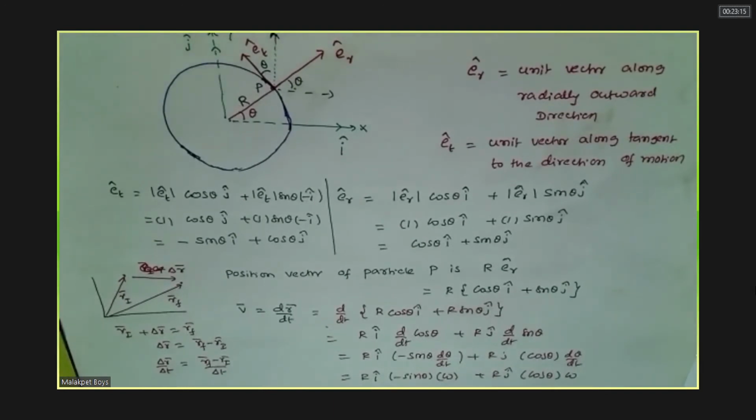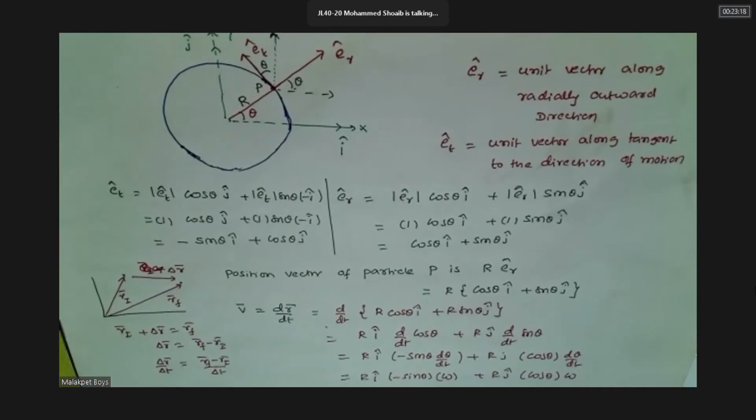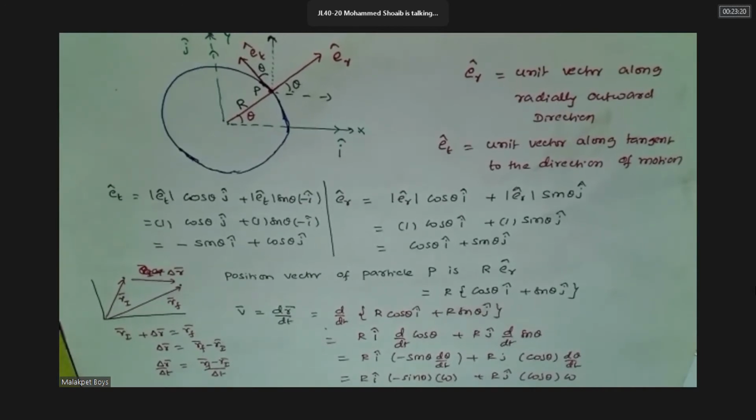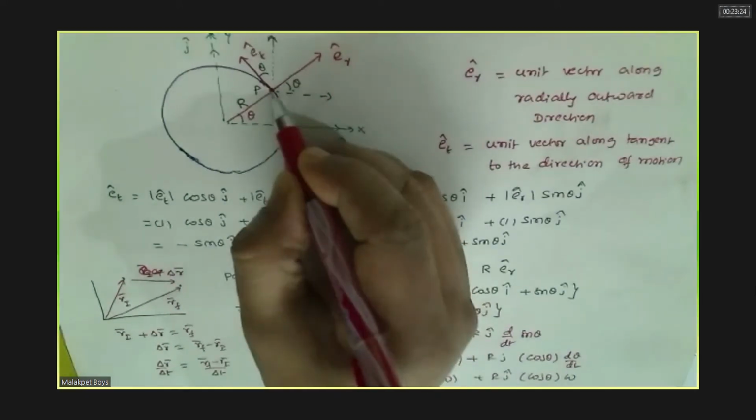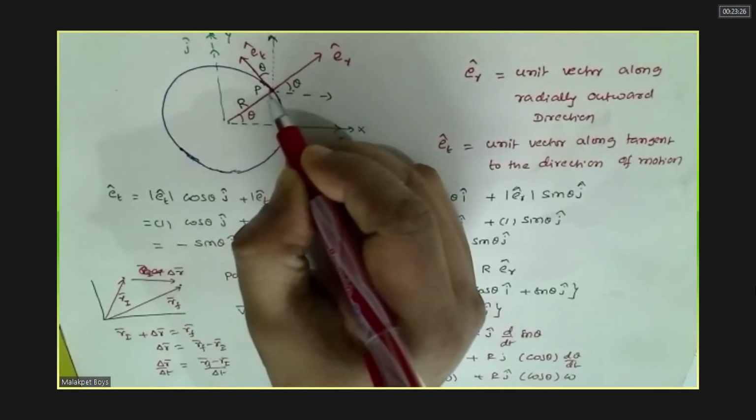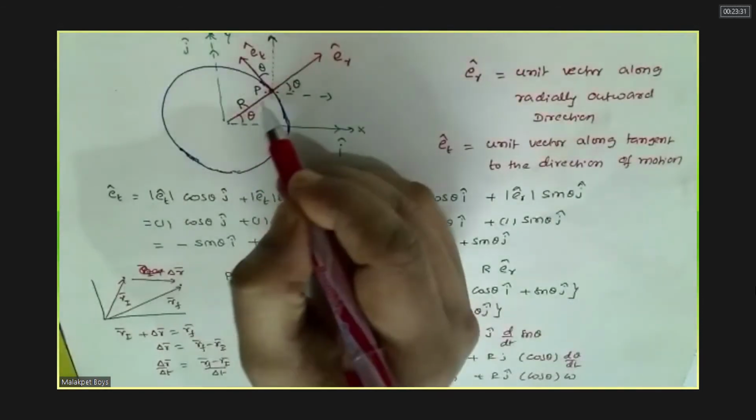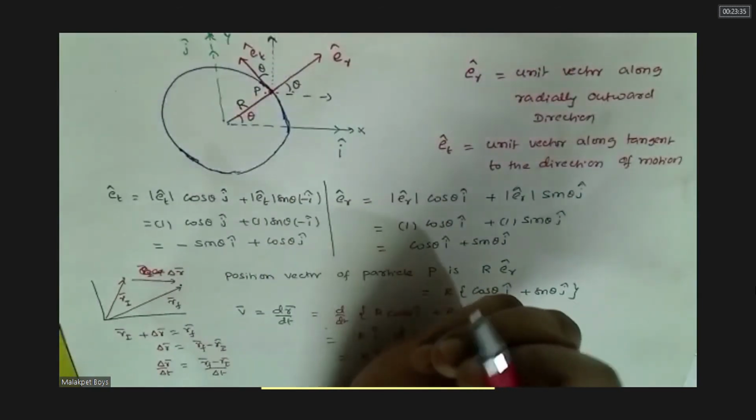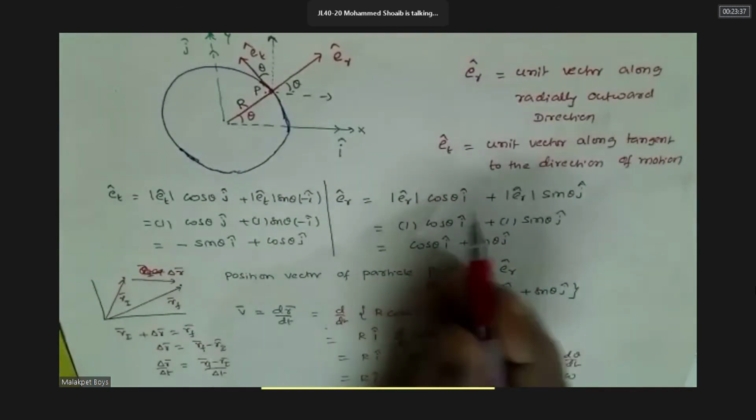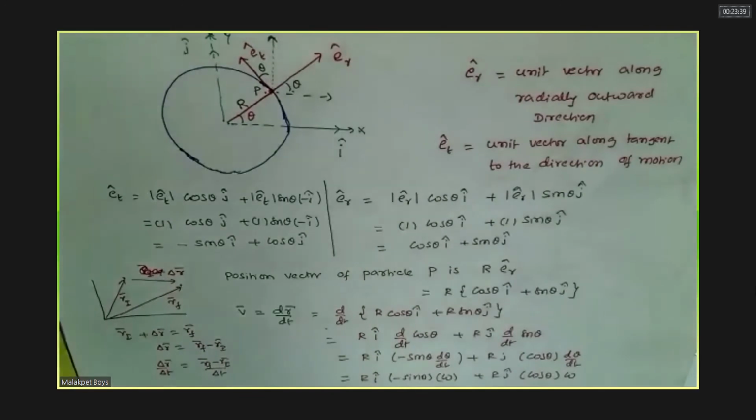No doubt till here? Position of particle 3 is r into r cap. What is the magnitude of the position, and what is the direction? Position vector is in which direction? Yes, sir, r cap, along the radial direction. That is what I wrote.